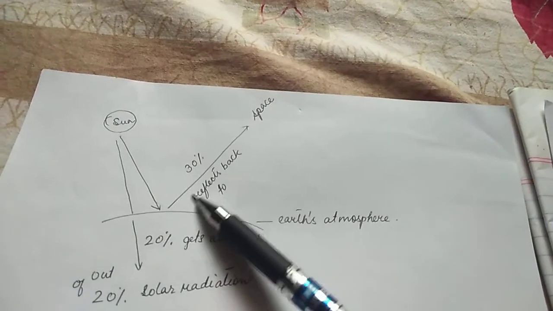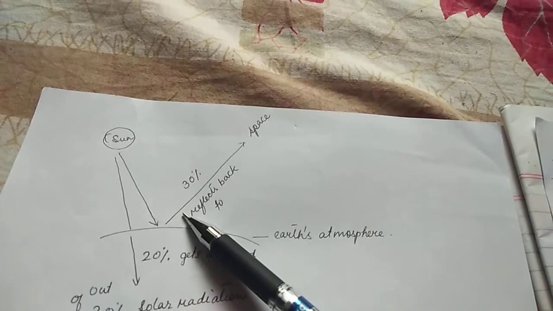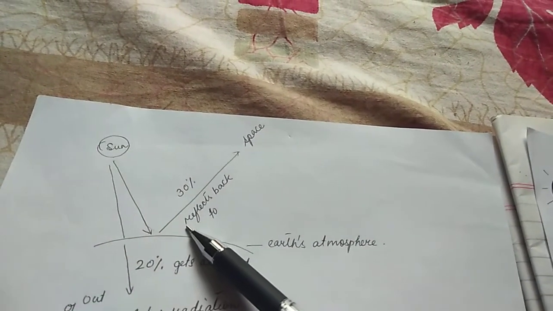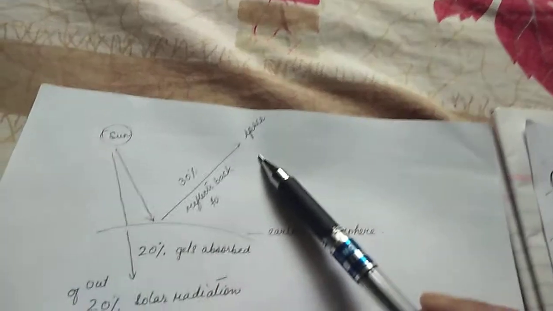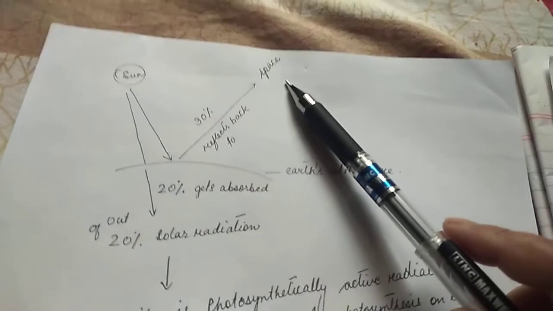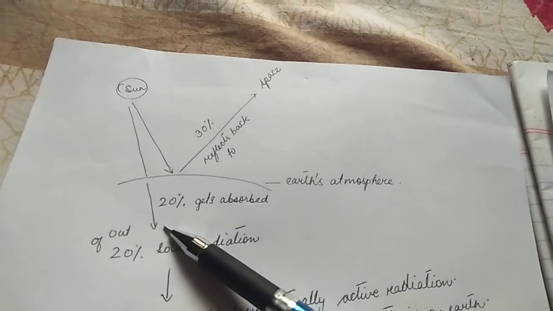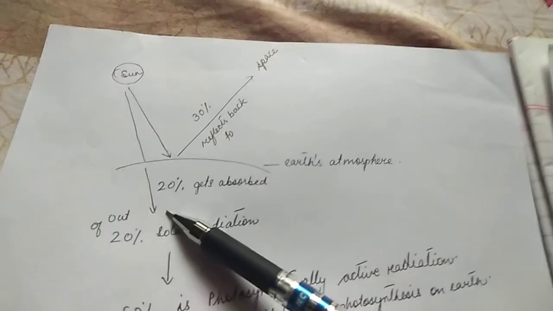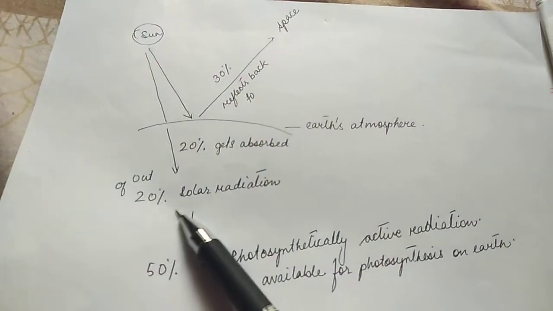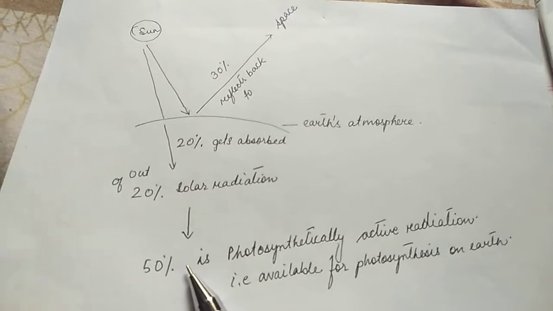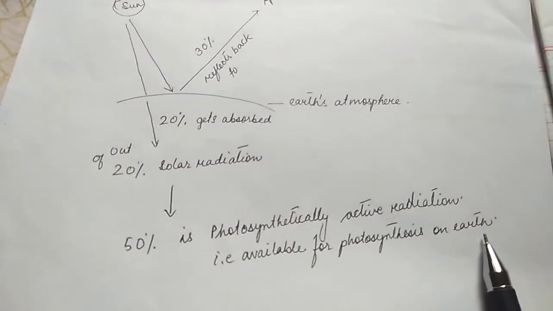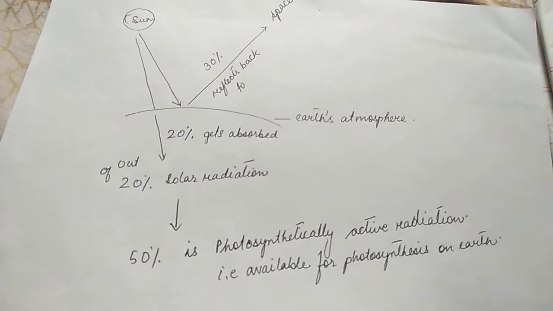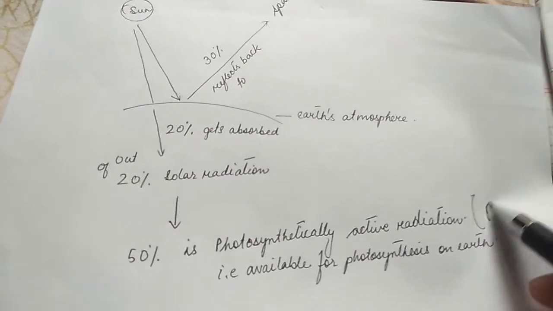Of the incoming solar energy, the incident solar radiation, about 30% is reflected back to space, whereas 20% is absorbed by the Earth's atmosphere. Out of the 20% solar radiation, only 50% is available for photosynthesis on Earth, and it is known as photosynthetically active radiation, or PAR.